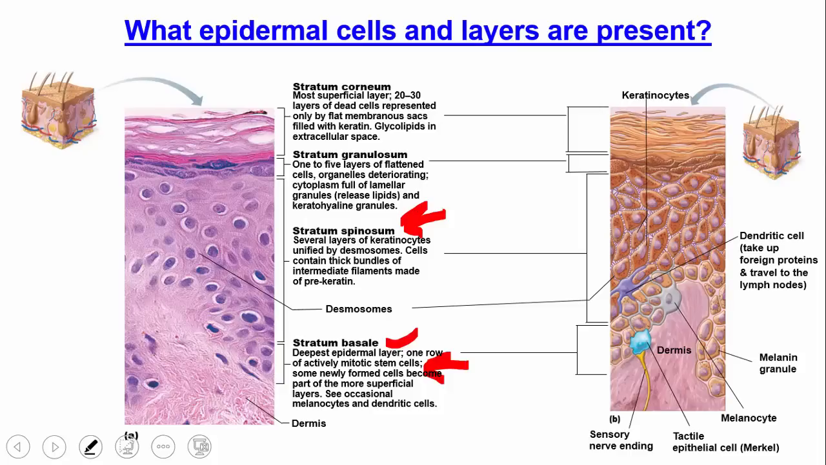Obviously the picture on the left, the one I'm referring to a lot, is an actual microscope image. The one on the right is sort of a cartoon image that we'll refer to in a second, when we look at some of the more detailed cells.